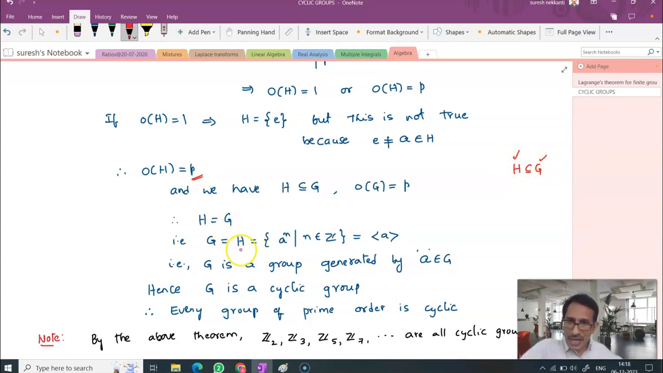That means, what is H? H is the group generated by A. Now H is equal to G. That means G is also generated by A. Therefore, G is generated by a single element A. Hence, G is a cyclic group. Therefore, every group of prime order is cyclic. Right?